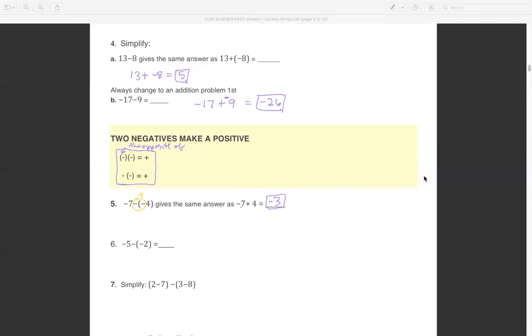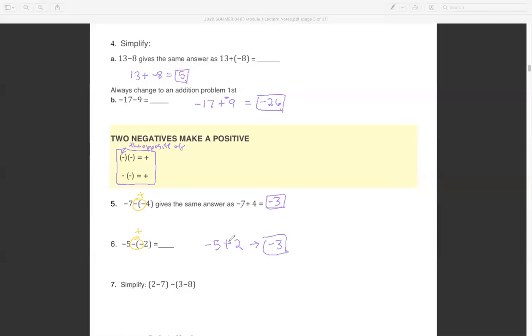This one here, for number 6, we again have 2 negatives together. Those 2 negatives together will cancel out to be a positive. So rewrite it with those 2 negatives replaced, completely gone, and replaced with a plus sign. So -5 plus 2 is going to be -3.